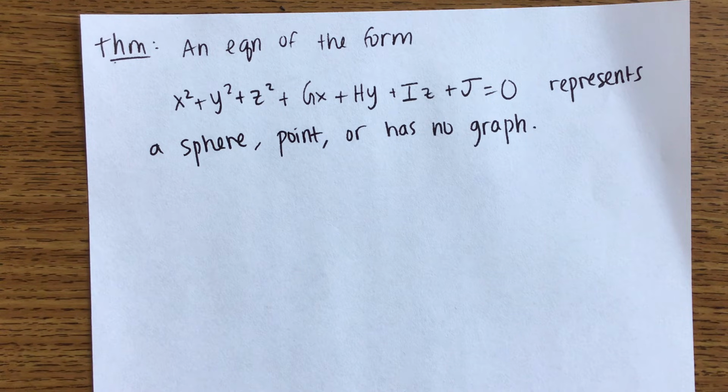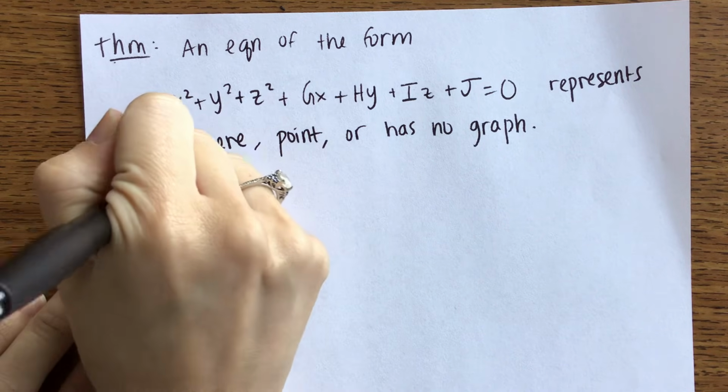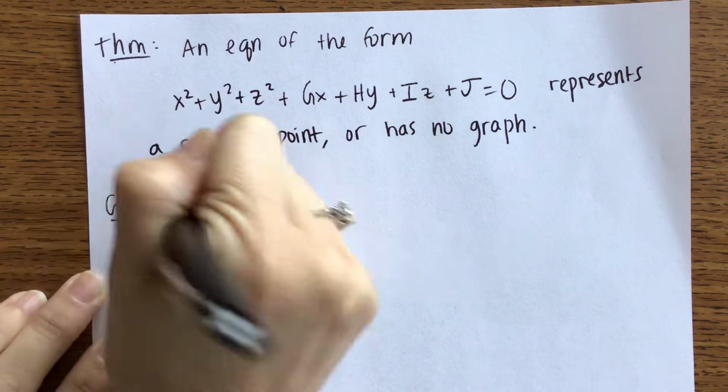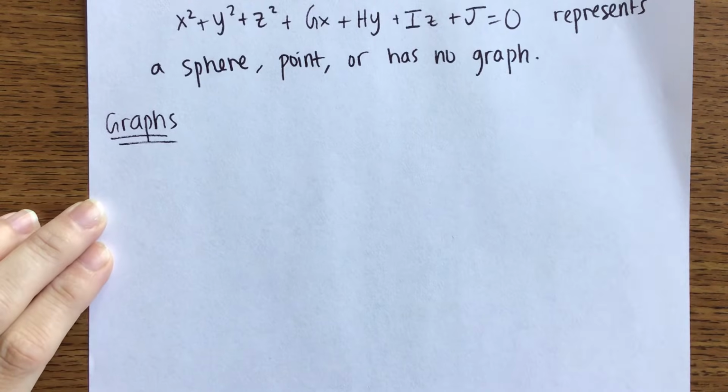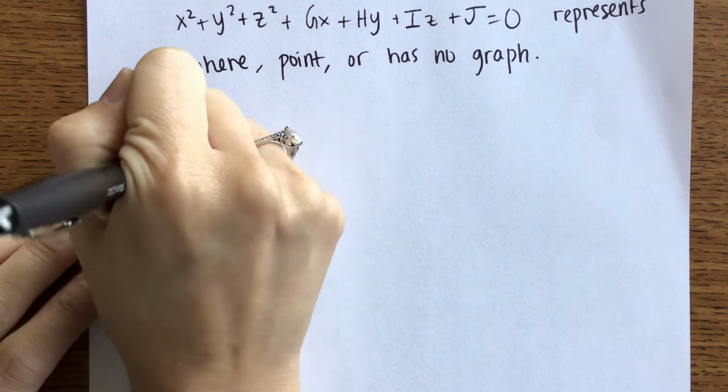Okay. Am I going too quickly for us? No? We're good? Okay, great. Let's return to graphs. Next example.